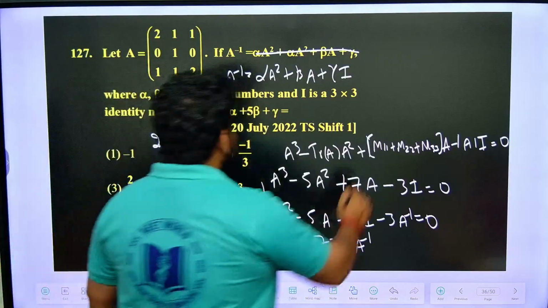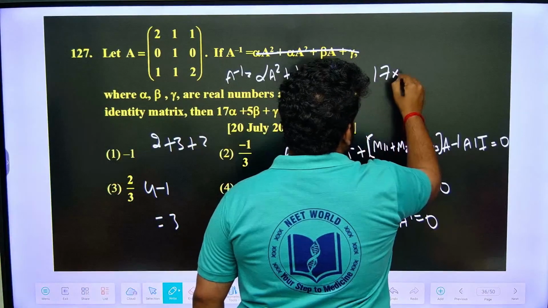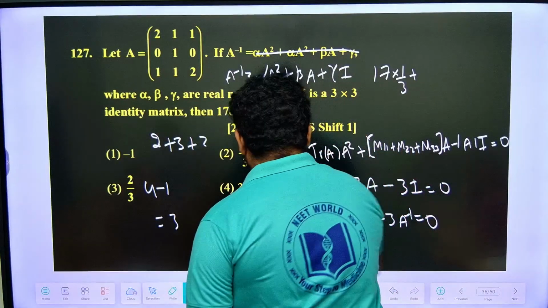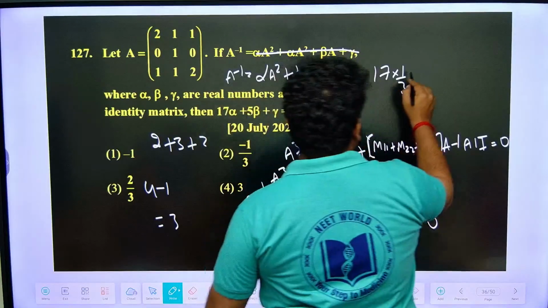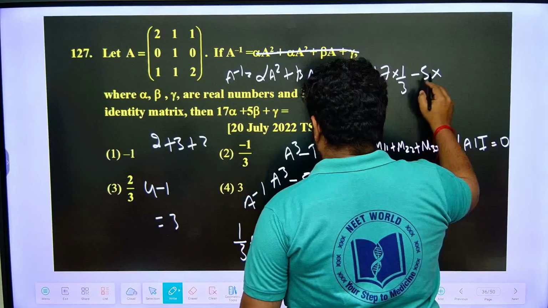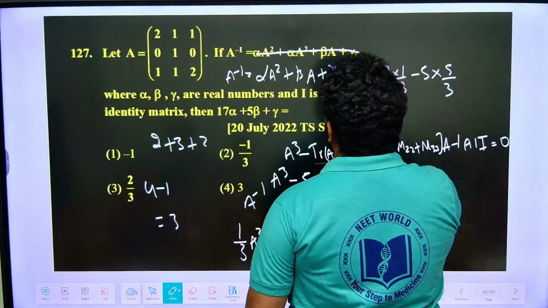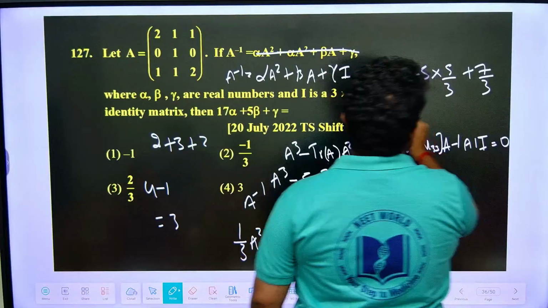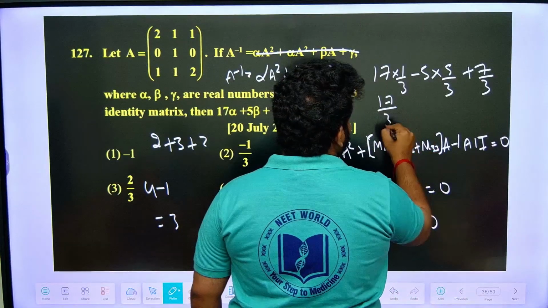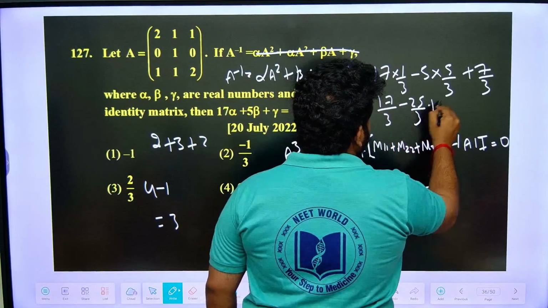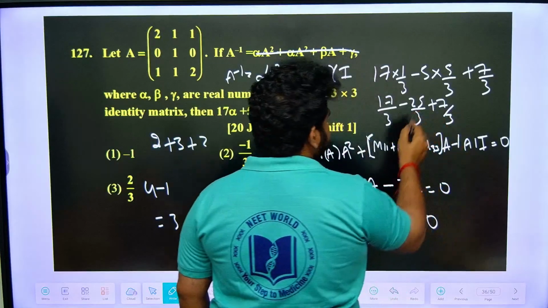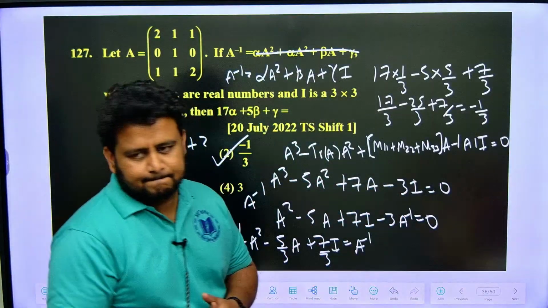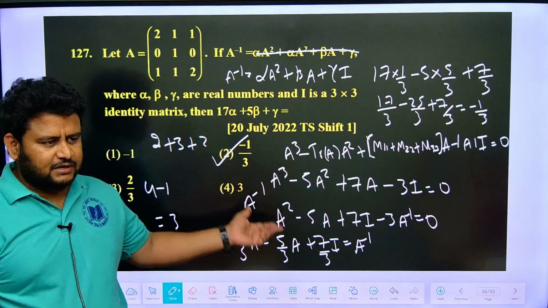They are asking 17 alpha, that is 17 into 1 by 3, minus 5 into beta, so minus 5 by 3, plus gamma, which is 7 by 3. So, this will be 17 by 3 minus 25 by 3 plus 7 by 3. So, 17 minus 25 plus 7 is minus 1. So, minus 1 by 3, the second option. Very simple. Understood? A little lengthy you have to find, but the answer you will get easily.